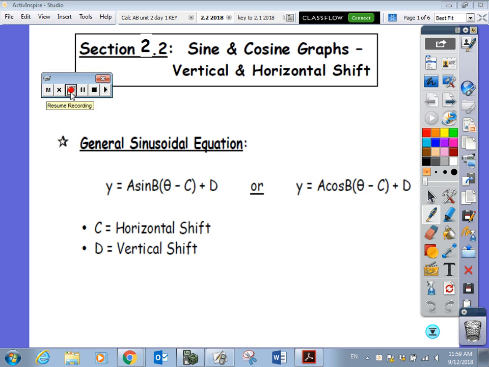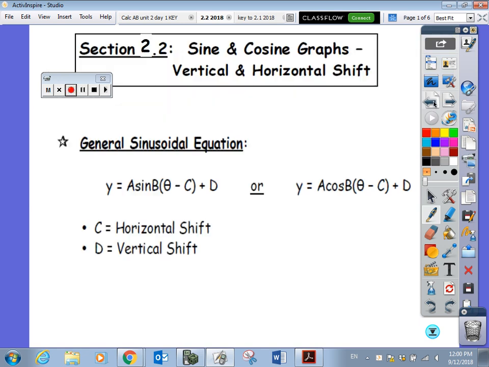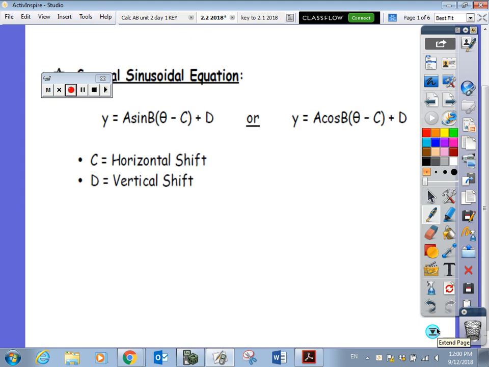So this C value and this D value. The C is just like if it was in a parabola. So if you look at that next page right there, if it's a parabola, we're not going to do this page, but if it's in a parabola, we would probably all know that that means we move to the right too. So it's the same thing for sine and cosine. If it's in the parentheses, it's going the opposite direction.